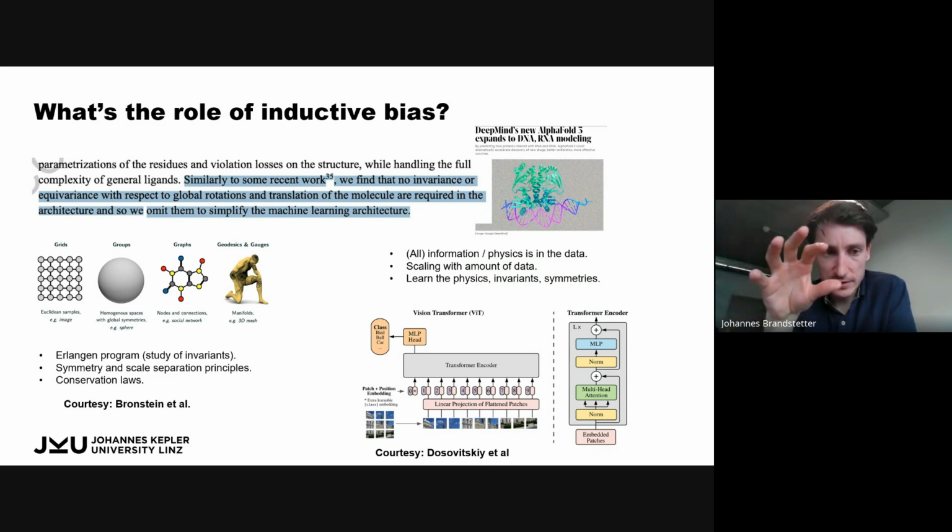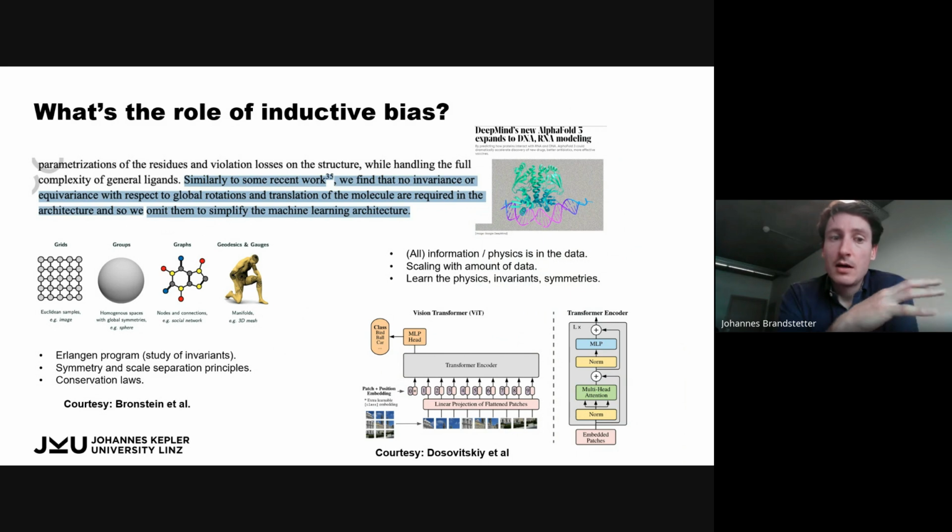There's the one front, the Erlangen program, the geometric deep learning program, which formulates geometric deep learning as learning on grids, on groups, on graphs. So really learning on grids and on groups. So if this representation is a group, how you learn on this group.